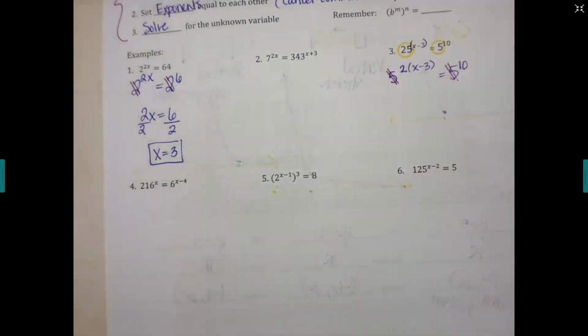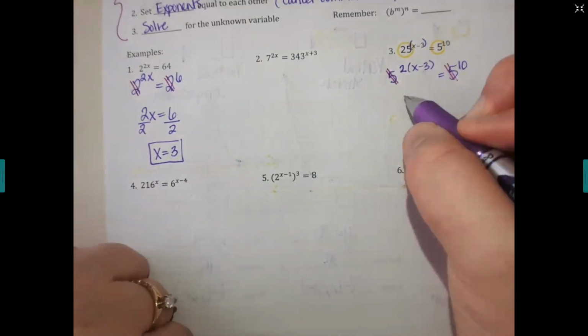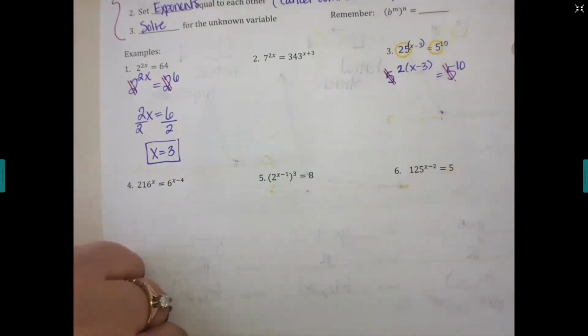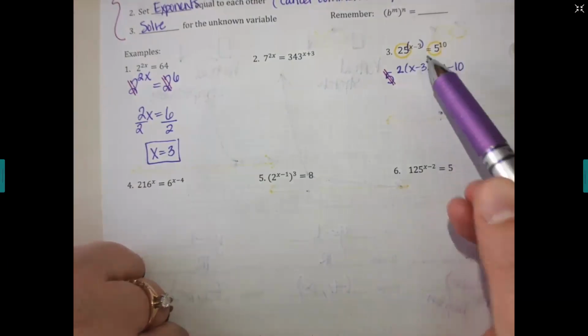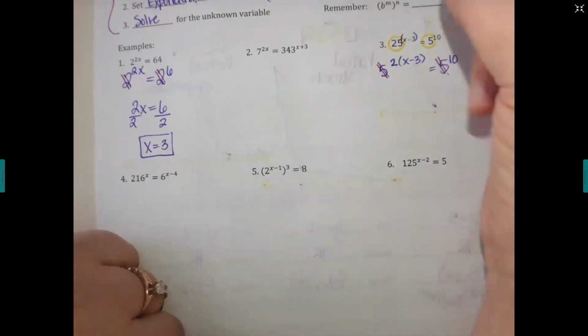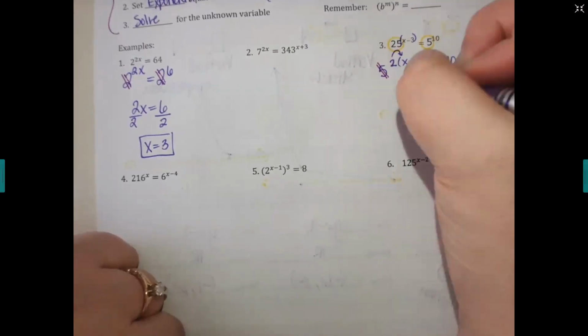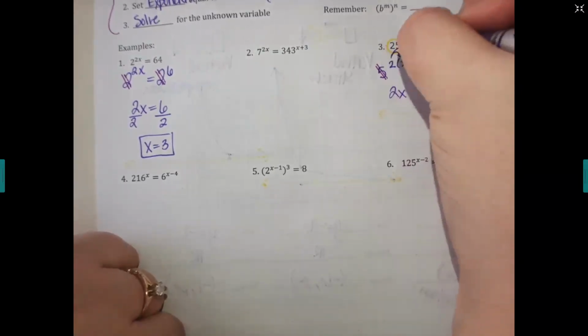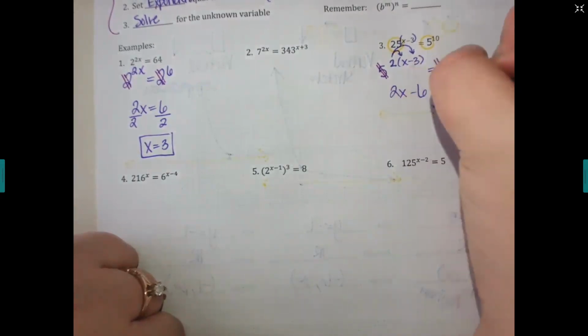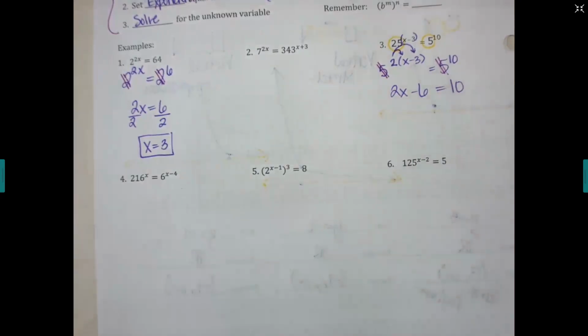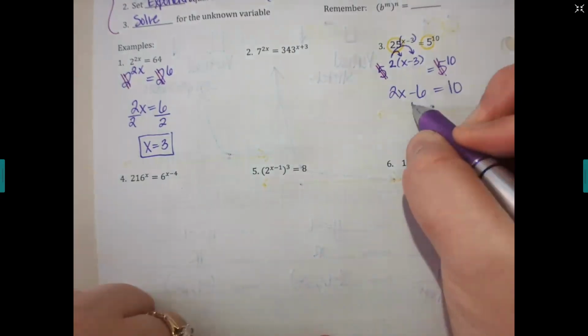So now what's left is 2 times x minus 3 equals 10. Now, maybe I'll go ahead and do this all in one step, but these are multiplied. So you're going to times that 2 into both terms. So it's going to be 2 times x is 2x. What about 2 times minus 3? Minus 6. Very good. Equals 10. Okay, then from there, what's my next step to solve for x? Add the 6 across. Very good. That's right.